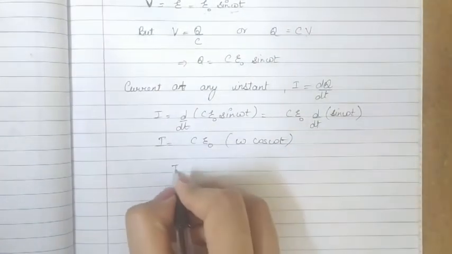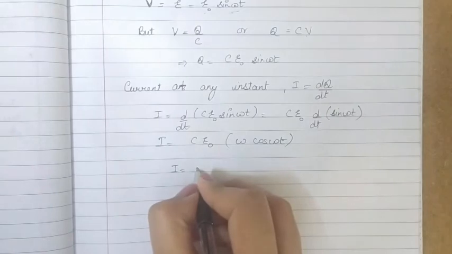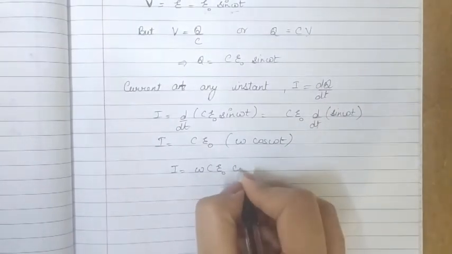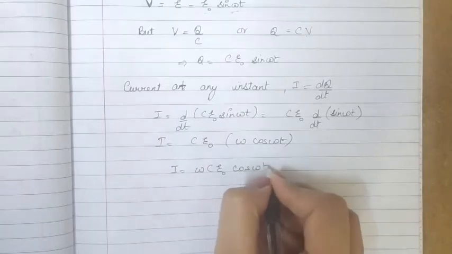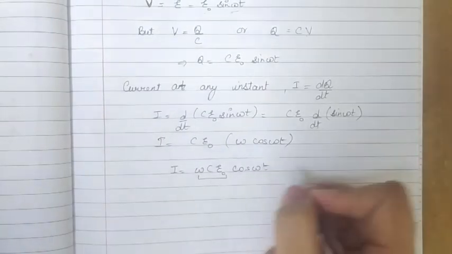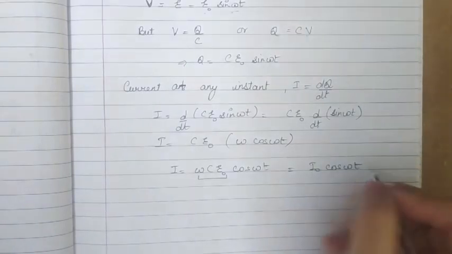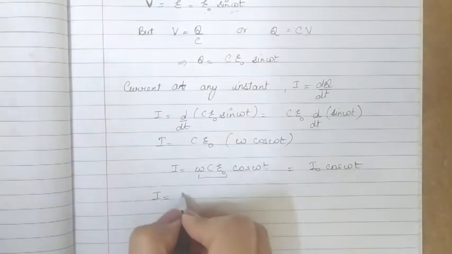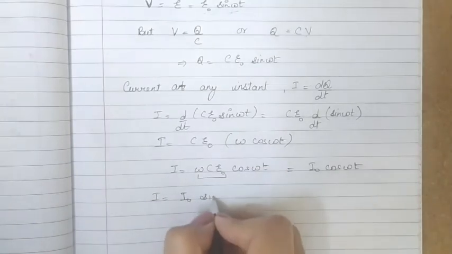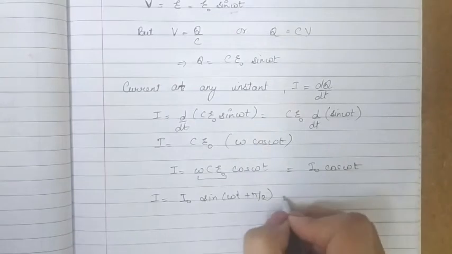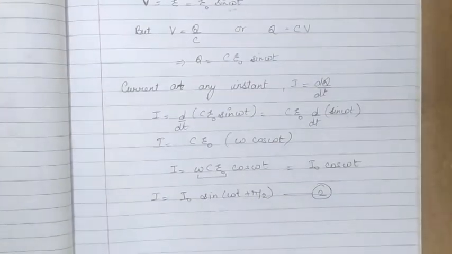So our answer is I is equal to omega C epsilon naught cos omega t, and we are going to write it as the peak value of current I naught cos omega t. Also we can write cos omega t as sine of omega t plus pi by 2. This is equation number 2.